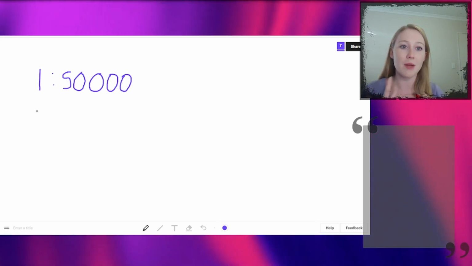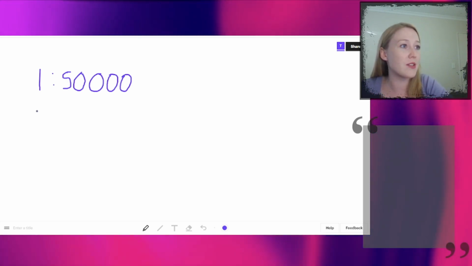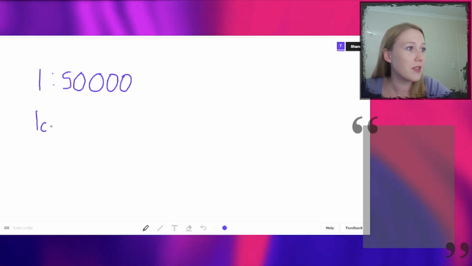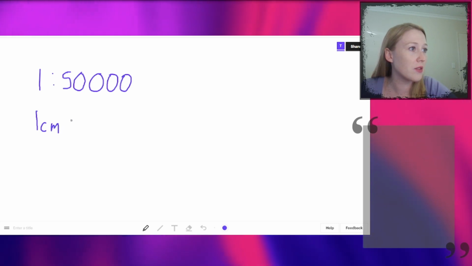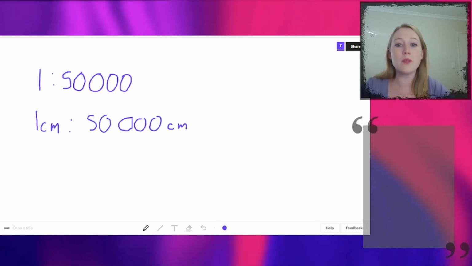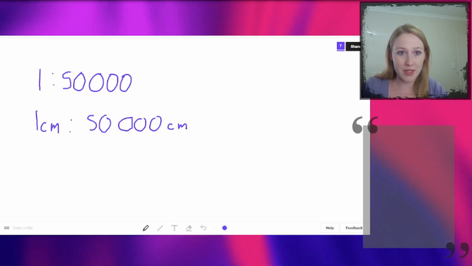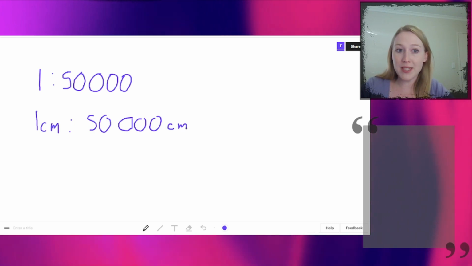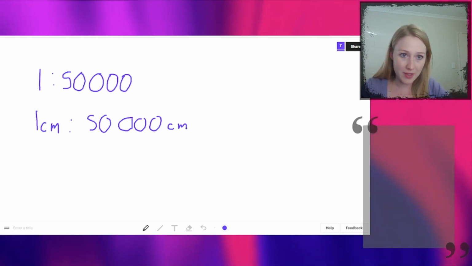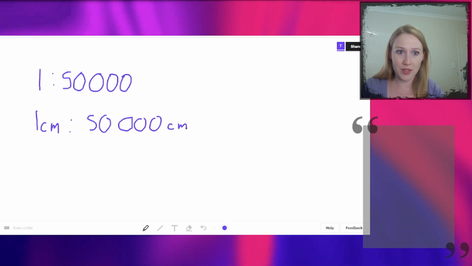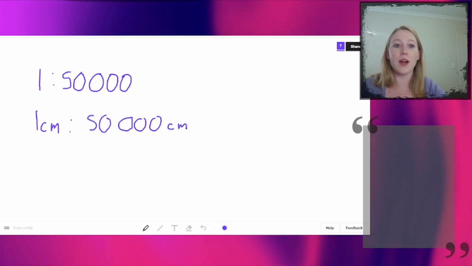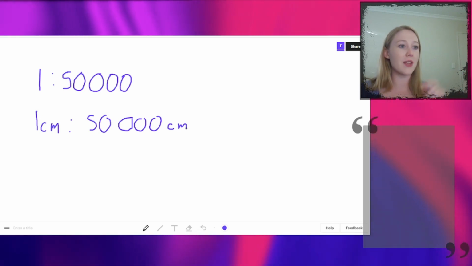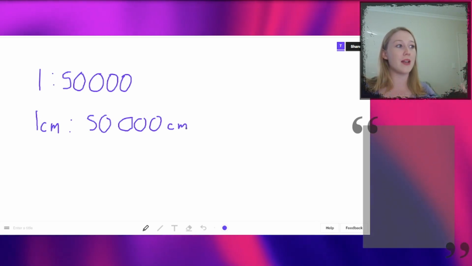So what that means is that my ratio is expressed as 1 centimeter to 50,000 centimeters. Now, the question is, do I want this in meters or do I want it in kilometers? So my actual distance. Either way, I'll convert to meters first. Then I'll convert to kilometers.